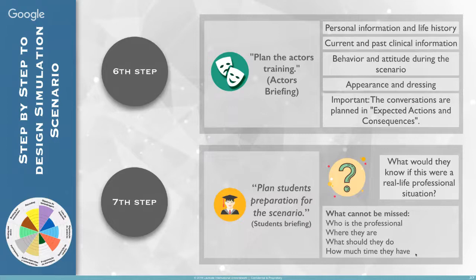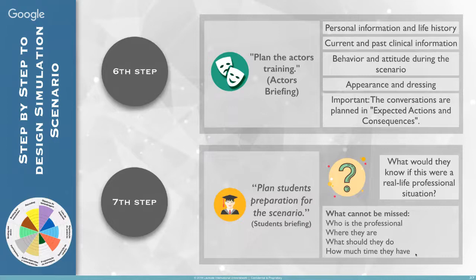Don't forget that the instructions should cover some important topics. Who is the professional? I mean, you are a nutritionist, a psychologist, a nurse, a traditional medicine professional, anything, you need to be clear. Where they are: in a hospital, in an office, in the community, where they are. What should they do? And here, it's very important that you don't say too much. You just tell them enough.